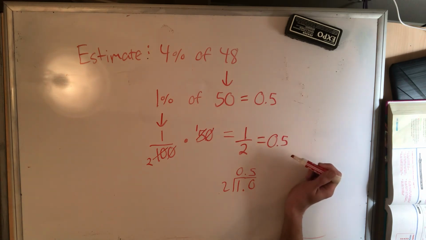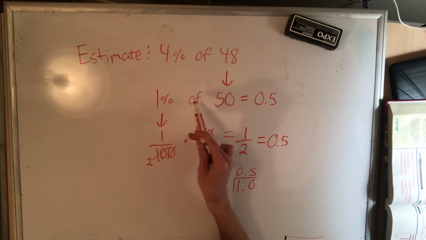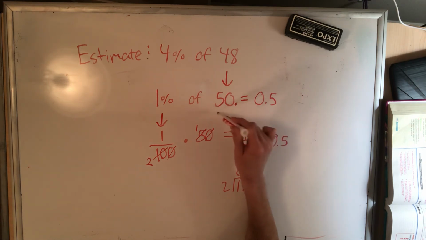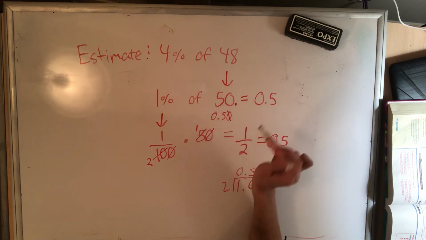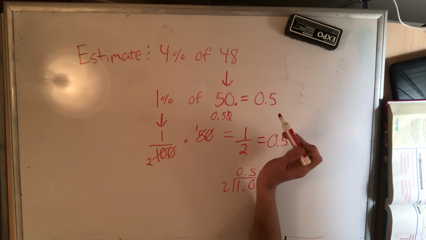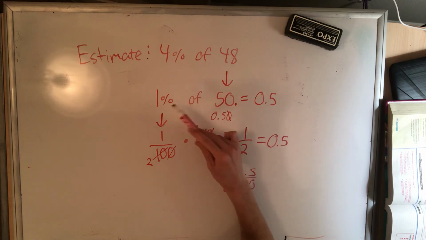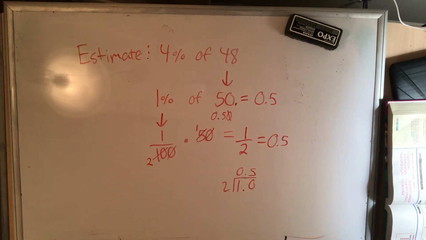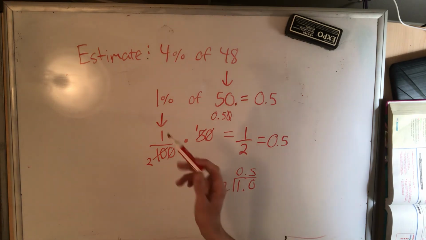The shortcut is, when finding 1% of something, if there's no decimal point, imagine it being at the end of the number. Move the decimal point 2 places to the left to get 0.50. Zeros at the end of decimal numbers do not make a difference, so you can get rid of that 0, it's 0.5. So when finding 1% of something, you could also divide by 100, since 100% divided by 100 is 1%.